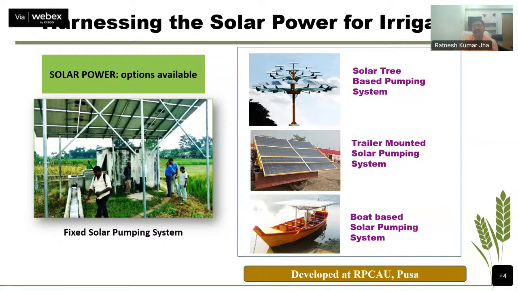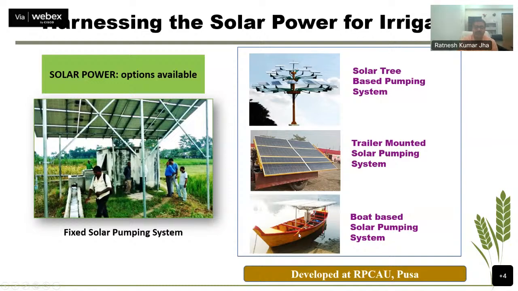So one peculiar situation was that due to this flood, once the solar tree was damaged, but the tube light, the light system that was attached to this solar tree, was working in that condition also. So this was the peculiar situation. So this is again a trailer mounted solar irrigation system, and this is a boat mounted solar system.